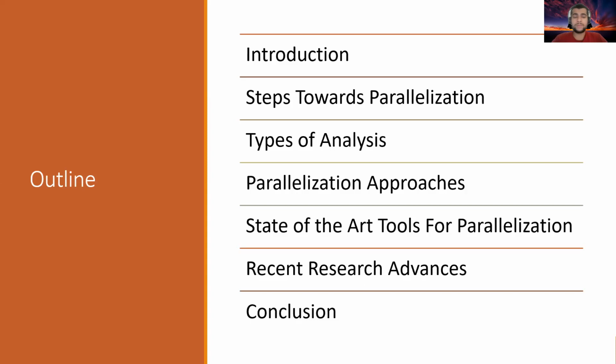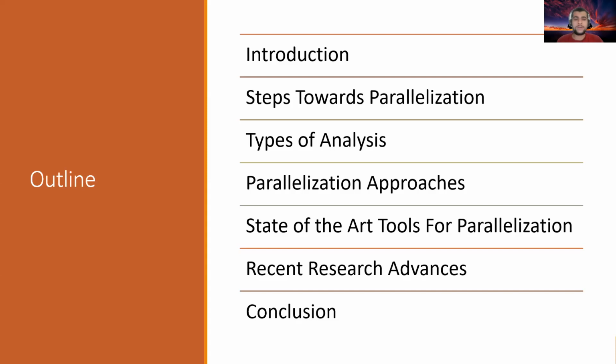Then we discuss some really key state of the art tools for parallelization. Some of them have been around for quite a while, but some of them are really recent, and they provide really good performance. Then we also talk about some of the recent research advances in this field. There are a couple of topics which use machine learning and some metaheuristics to automate this process and decrease the level of human and developer involvement. And then the conclusion, of course.